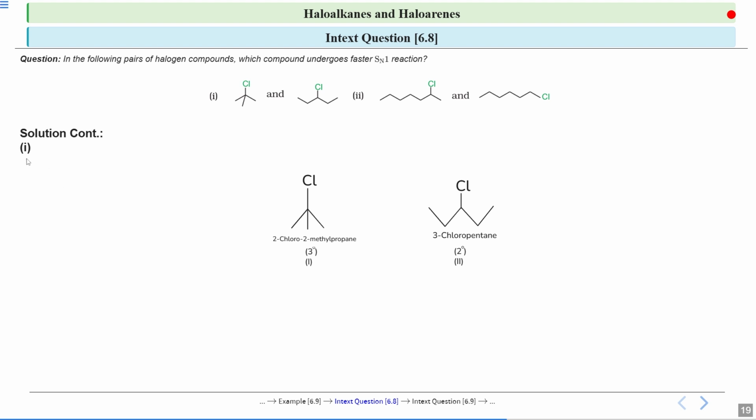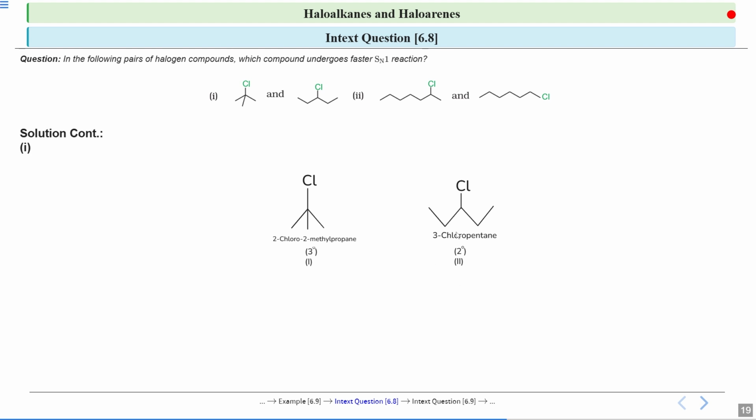So if you see the first pair, we have been given two structures. The first structure is a 2-chloro-2-methyl-propane structure. So we have a parent chain in which 3 carbons are there. First one is here, second one is here, and third one is here. And at the second position we have chlorine, and at the second position we have a methyl group, CH3, right? So you can name it as 2-chloro-2-methyl-propane. Now if you see, the chlorine is attached to this carbon, and this carbon is attached to 3 other carbons. So this is a tertiary alkyl halide.